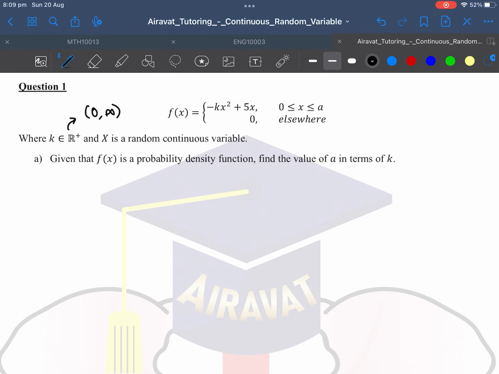Okay. And x is a random continuous variable. Okay, good. So we have already defined our variable in the question, so that's fine. We don't have to define the variable anymore. Okay. Given that f of x is a probability density function, find the value of a in terms of k. Yep. Pretty strong question to start off with, I know.